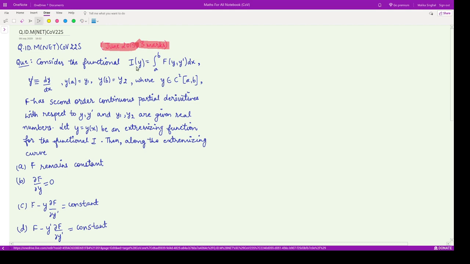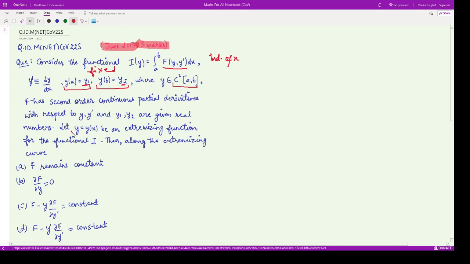Consider the functional I of y, which is equal to the integral from a to b of f of y dash dx. That is, the given function is independent of x. You can clearly see from here. You are given y dash is equal to dy by dx, y at a is equal to y1 and y at b is equal to y2, where y belongs to the class C2 on the closed interval a to b, that is, functions whose second order derivatives are continuous. F has second order continuous partial derivatives with respect to y and y dash, and these 2 points are given to be real numbers, that is, they are fixed.